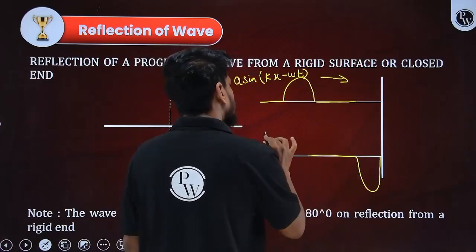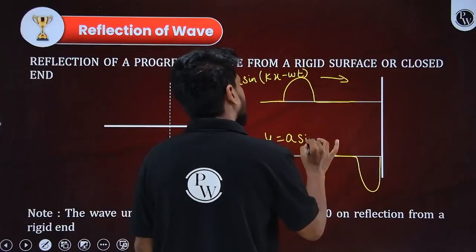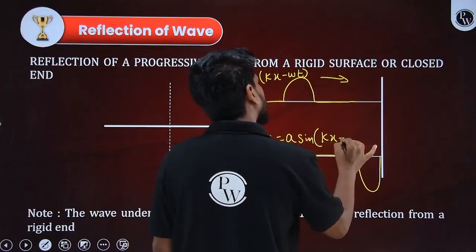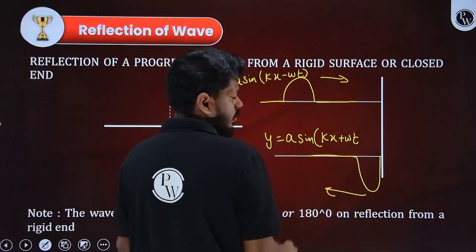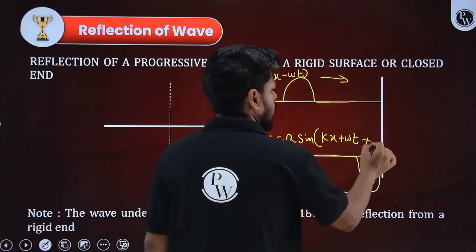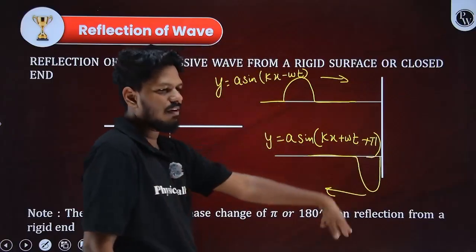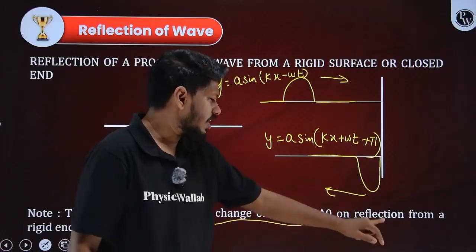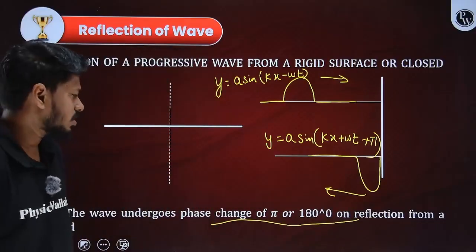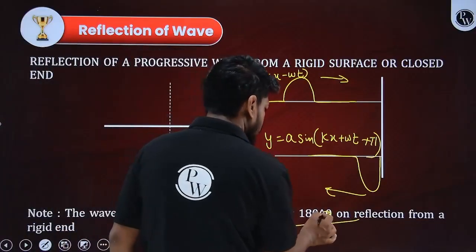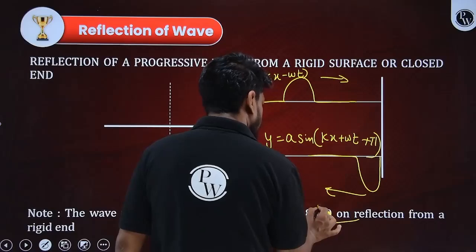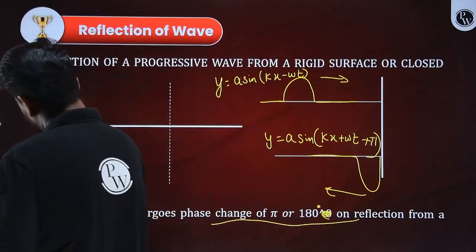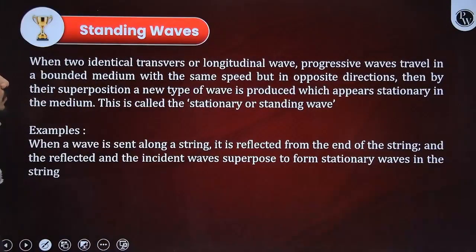What will be the equation of this wave? Y is equal to A sine of (kx + omega t). Y in the backward direction plus pi. Why, sir, pi? Because it was an upward wave and this is a downward wave. So at a closed or rigid surface, there will be a change in phase. The phase change is going to be 180 degrees. Remember this. Any difficulty?